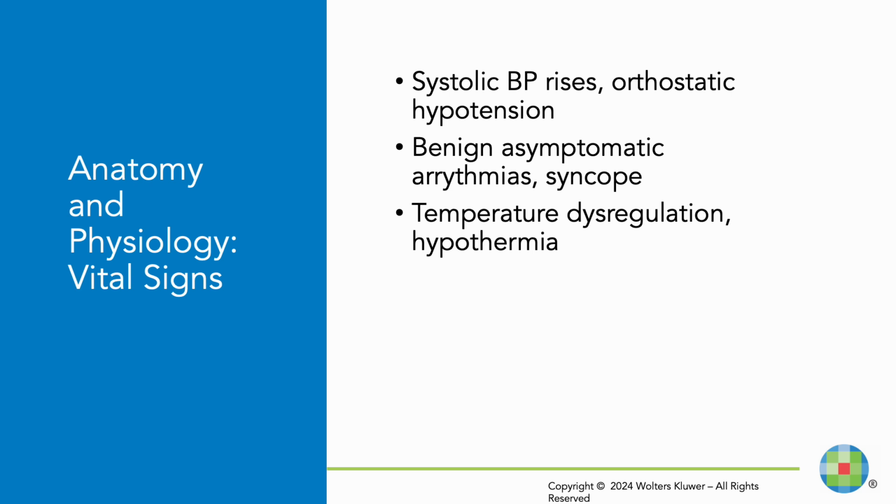When it comes to the older adult, we need to be aware of the anatomical and physiological changes. For instance, in vital signs, there's a rise in the systolic blood pressure. There's an increase in orthostatic hypotension. There are often benign, asymptomatic arrhythmias combined with syncope. There is a temperature dysregulation. Patients are more likely to be hypothermic. Patients will then manifest febrile symptoms for what we would consider a low or mid-grade fever.